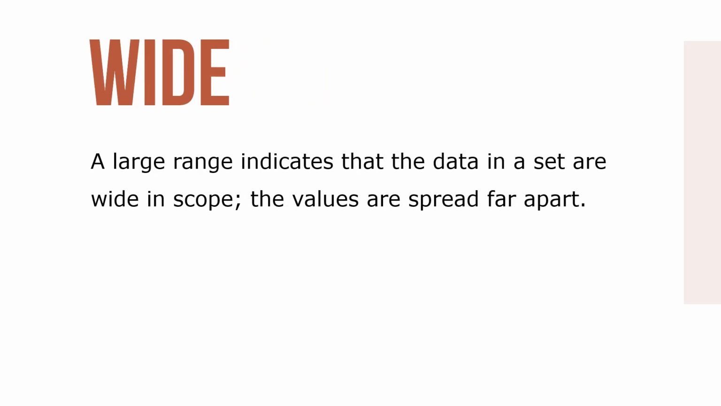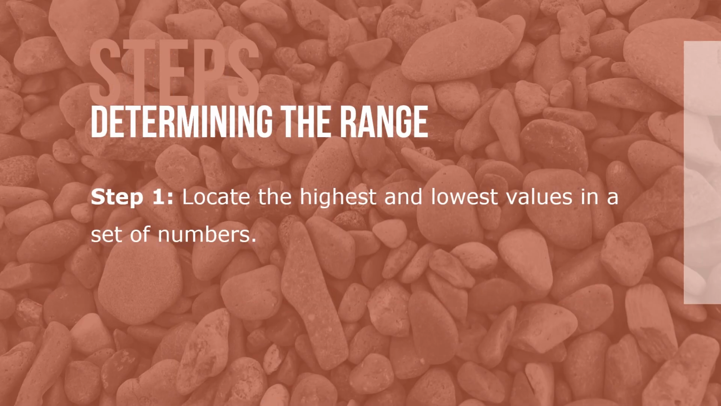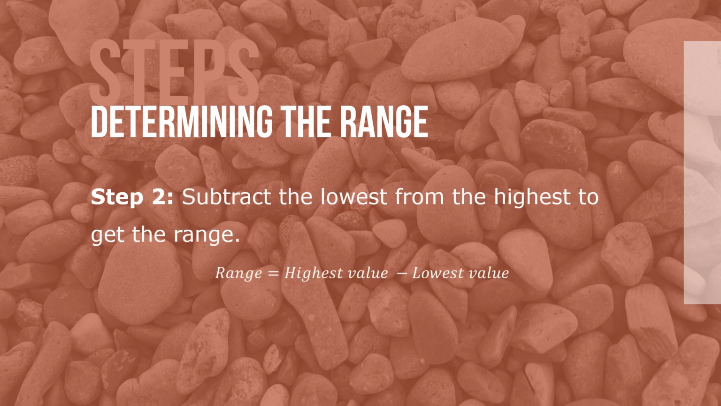A large range indicates that the data in a set are wide in scope. The values are spread far apart. Here are the steps for determining the range. Step 1. Locate the highest and lowest values in a set of numbers. Step 2. Subtract the lowest from the highest to get the range, where range equals highest value minus lowest value.